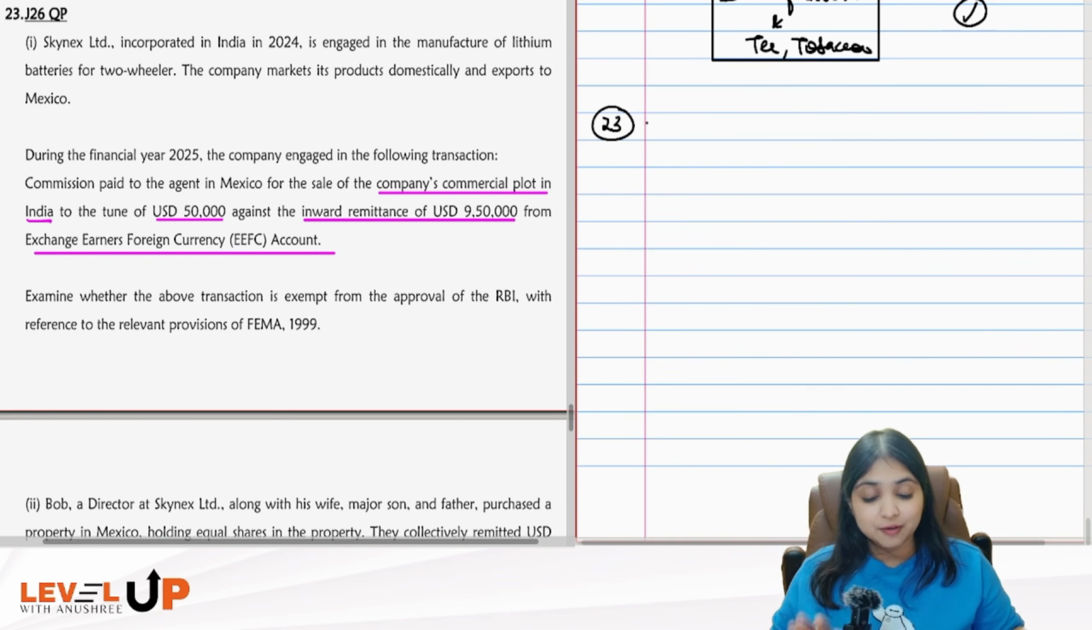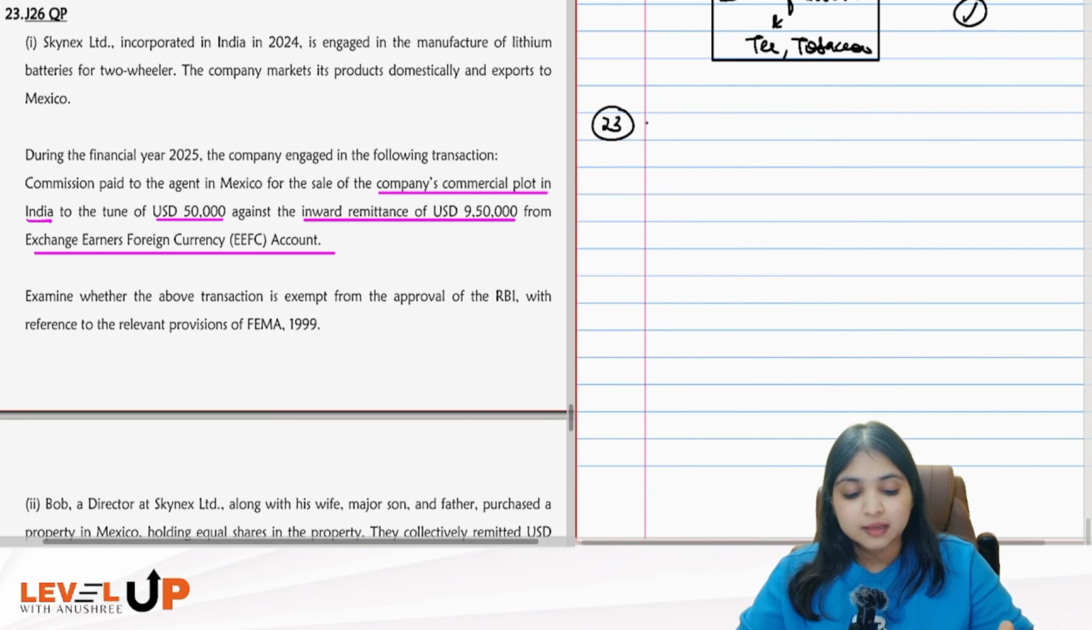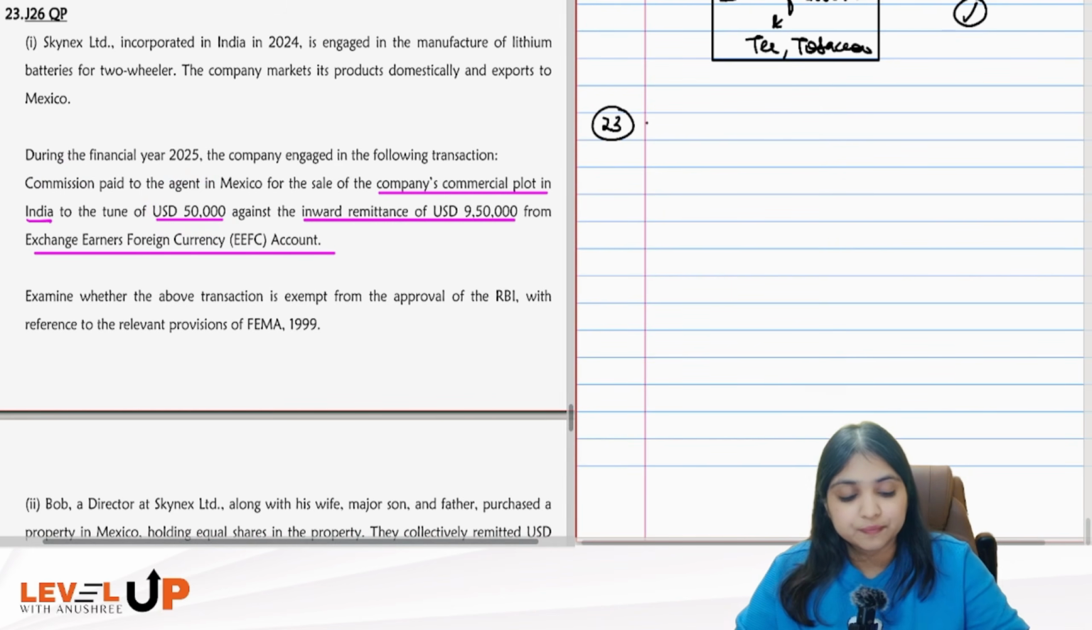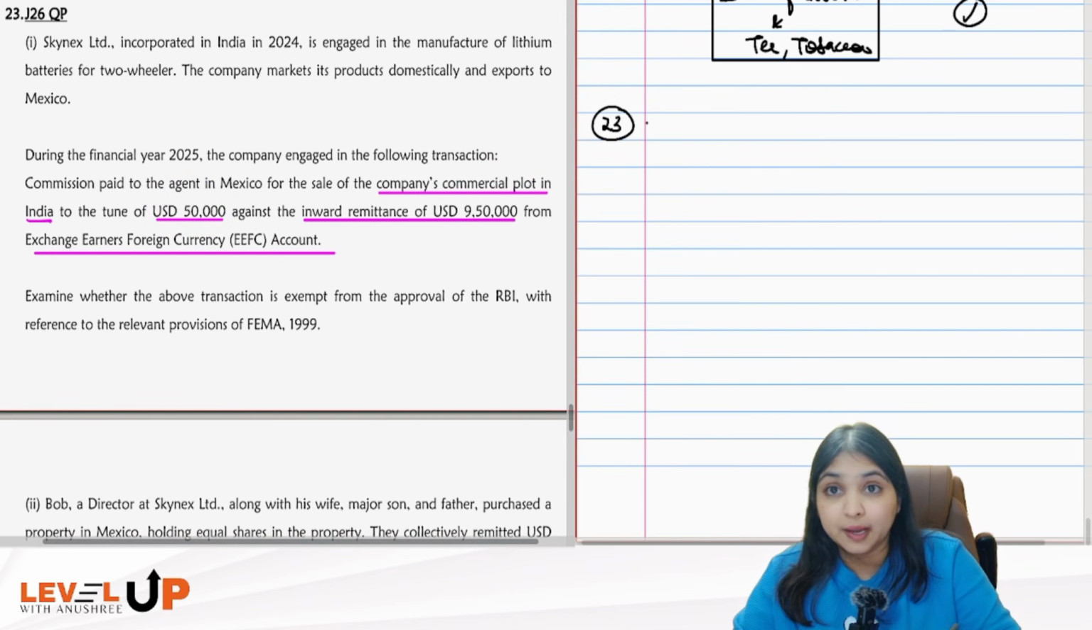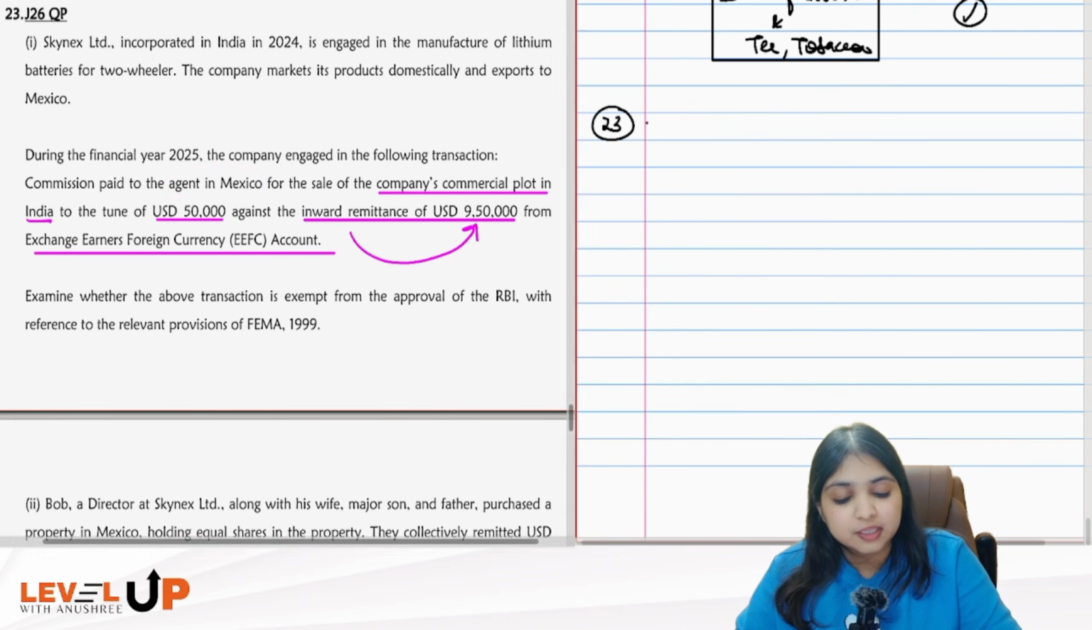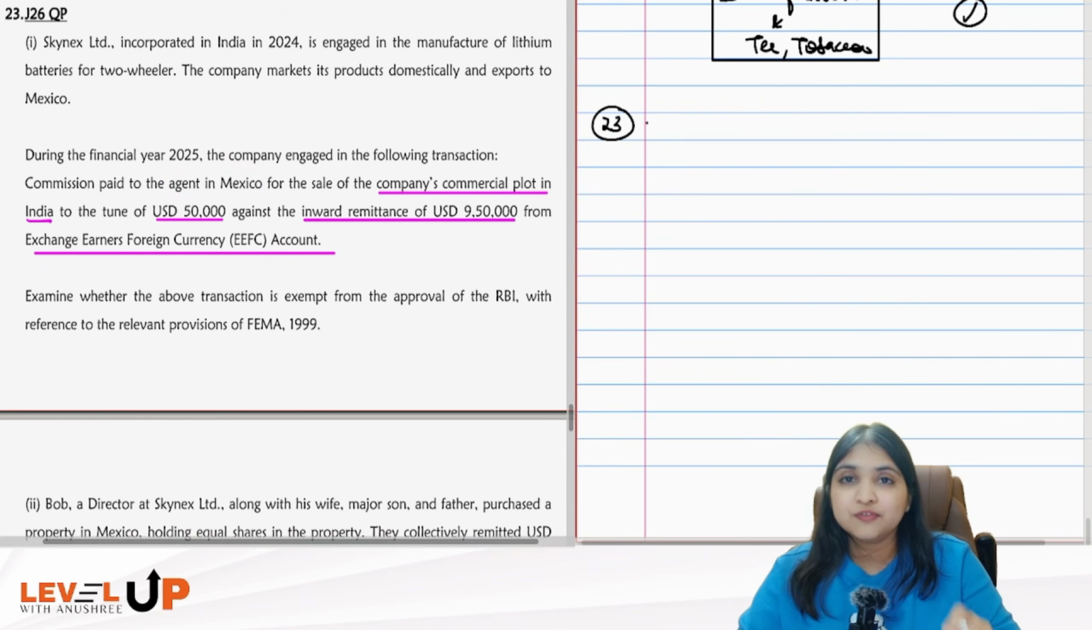What has happened over here? First of all, we have a company. This company has paid commission. How much commission? They have paid 50,000 commission. This commission is relating to what? Sale of commercial plot in India. This commission is paid to an agent in Mexico for sale of a plot in India. Against this sale of plot, there's inward remittance of $950,000. This commission is paid from exchange earner's foreign currency account.